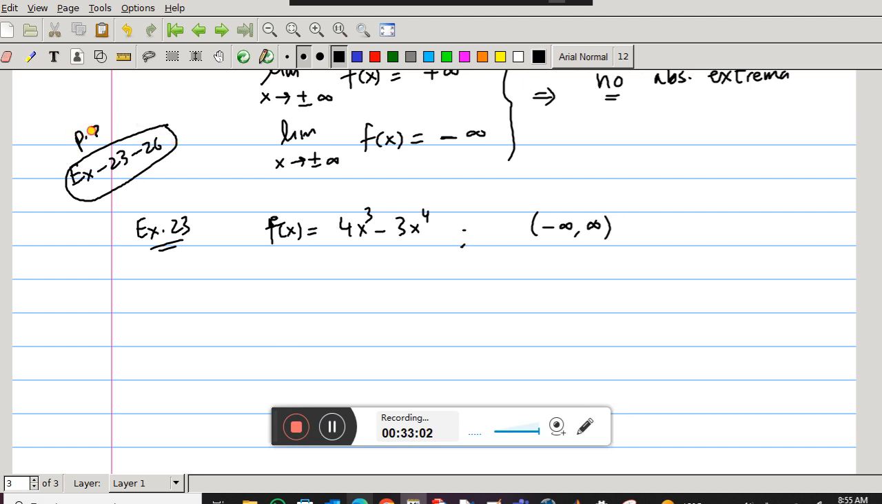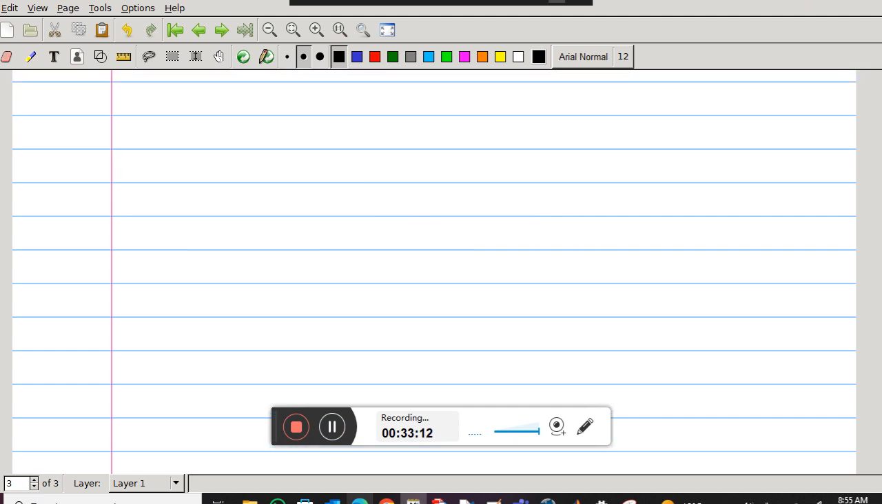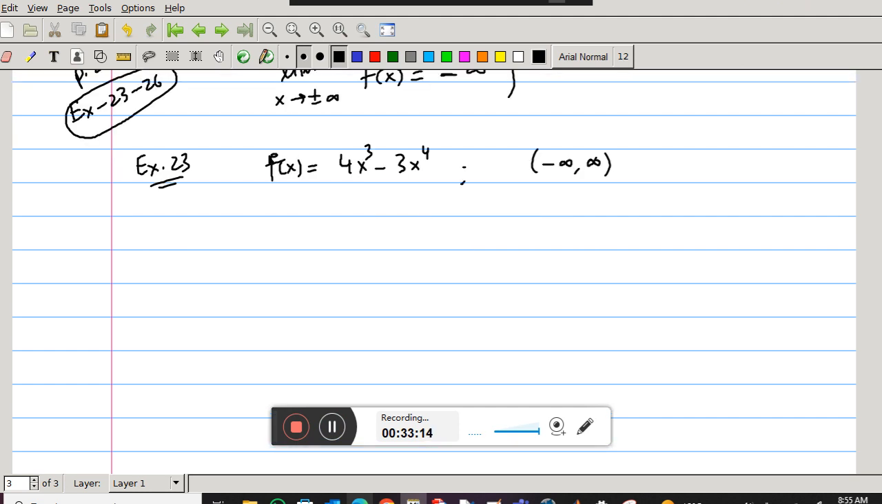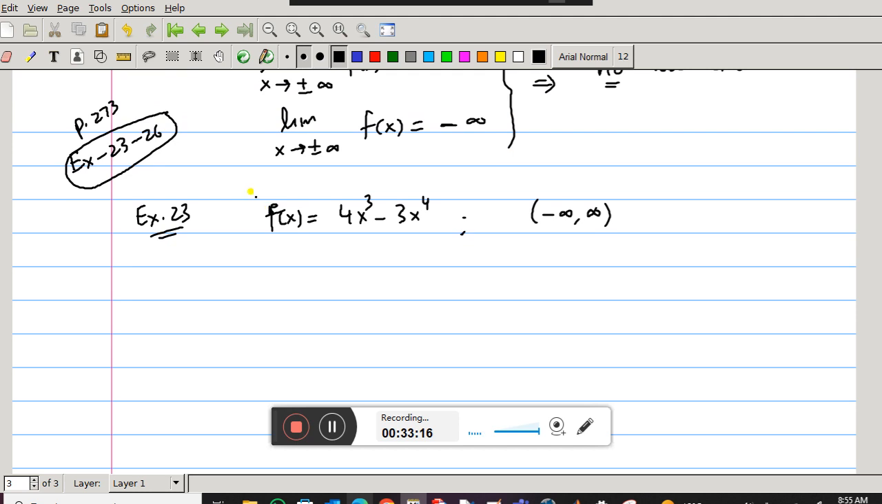Page 273. So what I have to do first of all, I have to check the limits where my function is going on the left and on the right. Okay. So I will first of all look at the limits. Limit x goes to plus infinity of f of x. I have to check the limits first.